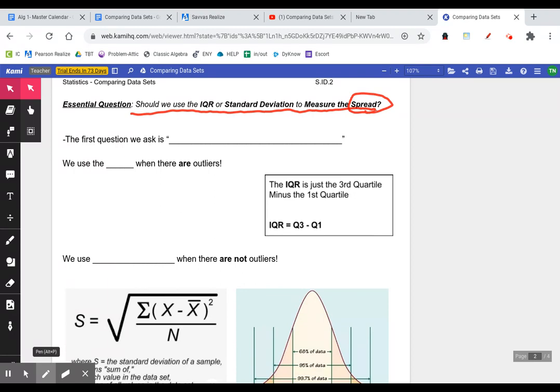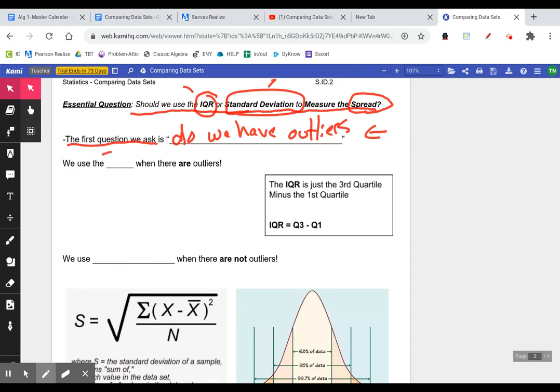So kind of diving right in here, the first thing that we have to ask ourselves is, do we have outliers? Okay, so when deciding if we're going to use IQR or standard deviation to measure our spread, we have to first know, are there any outliers? Do we see any outliers? Well, here's our general rule of thumb, okay, when deciding which of these two to use.